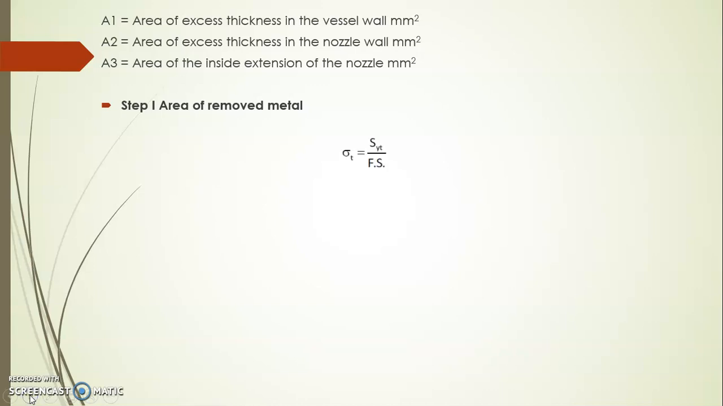For that we will find out first of all sigma t, that is allowable tensile stress. Sigma t is equal to SYT upon Fs. Fs means factor of safety. Therefore, factor of safety is 2.5. Therefore, sigma t is equal to 200 divided by 2.5. Therefore, we are getting sigma t is equal to 133.33 Newton per mm square.